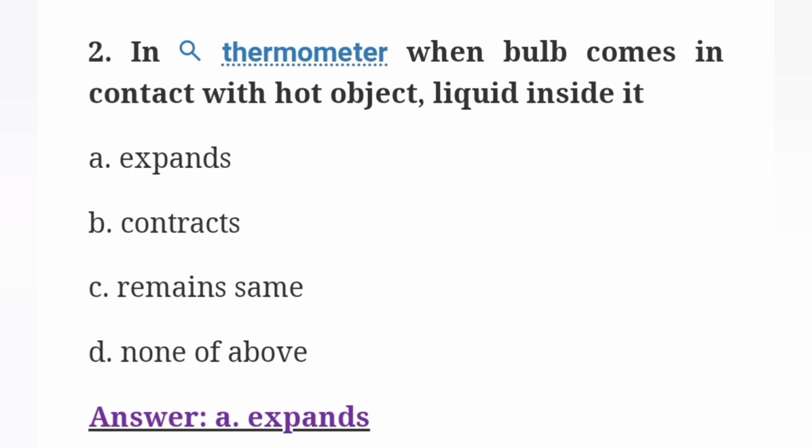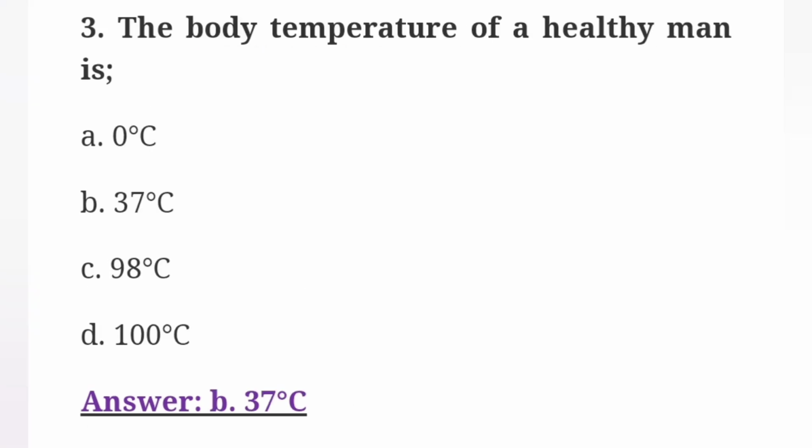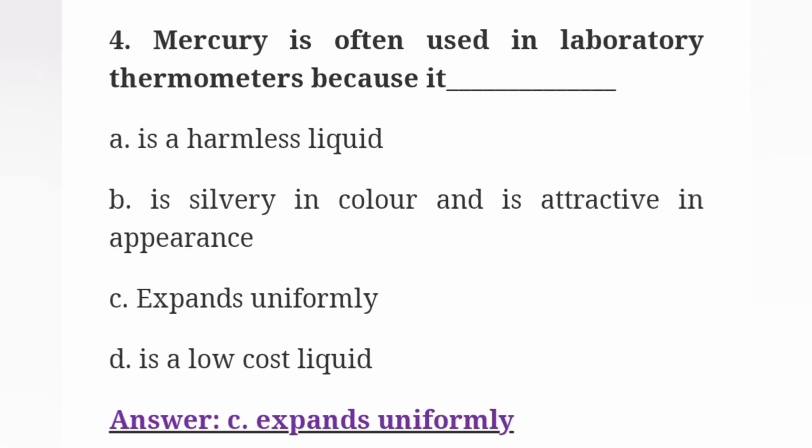Second one, in a thermometer when the bulb comes in contact with a hot object, the liquid inside it dash. Answer option A, expands. Third one, the body temperature of a healthy man is dash. Option B, answer 37 degrees Celsius. Fourth one, mercury is often used in laboratory thermometers because it dash. Option C, answer expands uniformly.